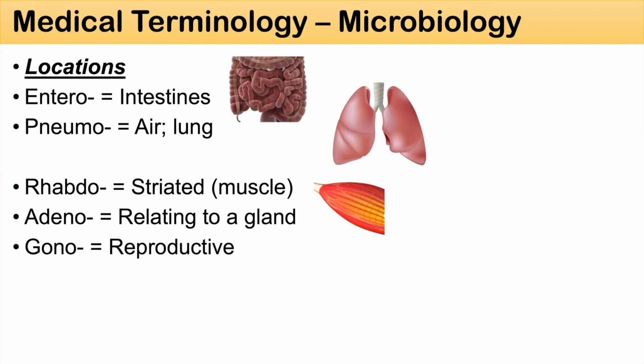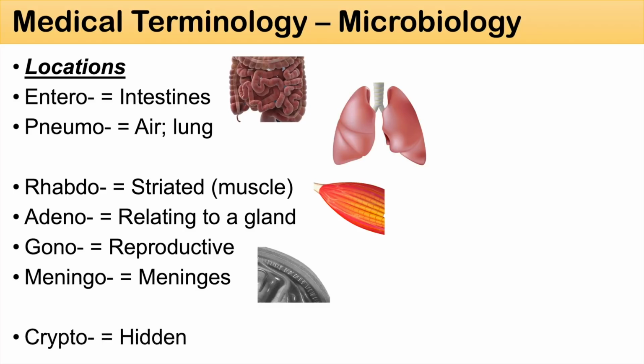Gono, which denotes reproductive or something with regards to the reproductive system. You can think of gonorrhea. Meningo, which means the meninges in the central nervous system. So you can think of meningococcus. And crypto, which really just means hidden. You can think of cryptococcus.